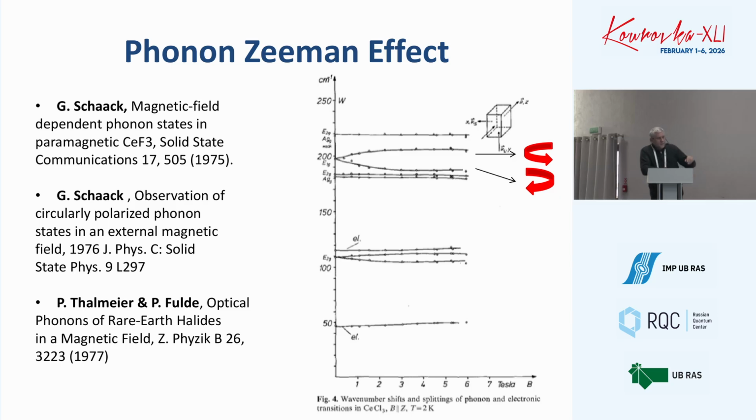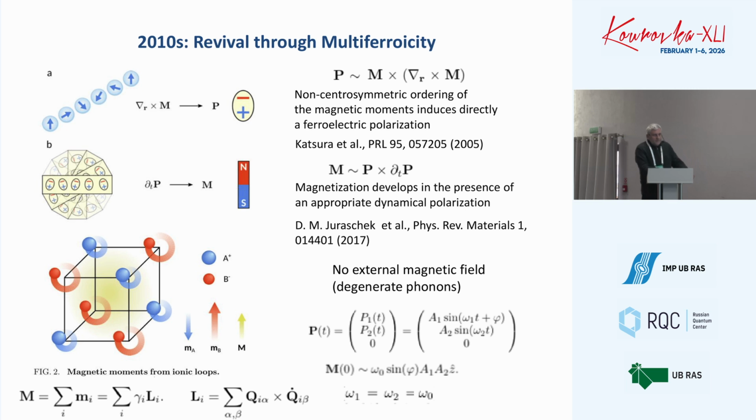And later it was found that these states are circularly polarized, and the theory of this phenomenon was suggested two years later by Thalmeier and Fulde. It's based on the transition between the levels of the crystal field of rare earths with account of magnetoelastic coupling. After some decades, new interest in this phenomenon arose after the discovery of multiferroicity.